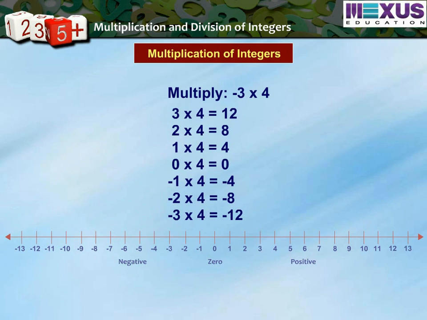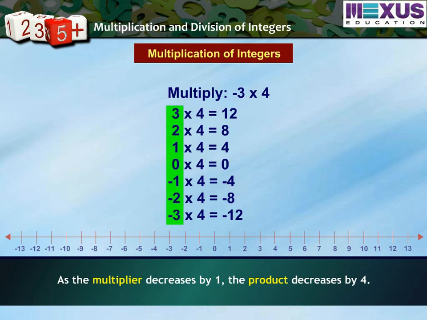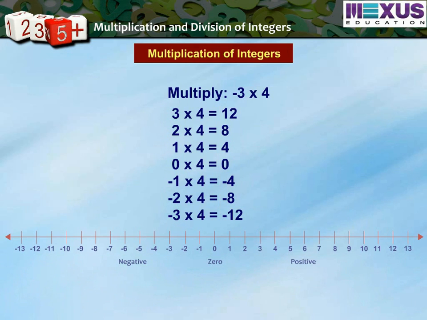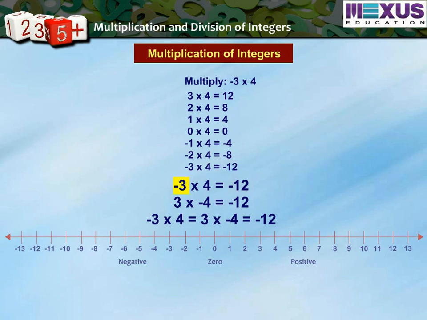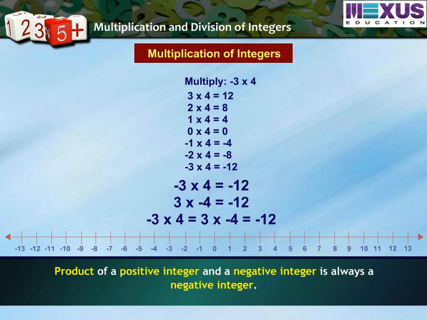Now let us multiply -3 into 4. See the following pattern. We see that as the multiplier decreases by 1, the product decreases by 4. Thus, from this pattern we get the answer: -3 into 4 is -12. We already saw that 3 into -4 is -12. Thus we can say -3 into 4 equals 3 into -4, which is equal to -12. And we notice that the product of a positive integer and a negative integer is always a negative integer.